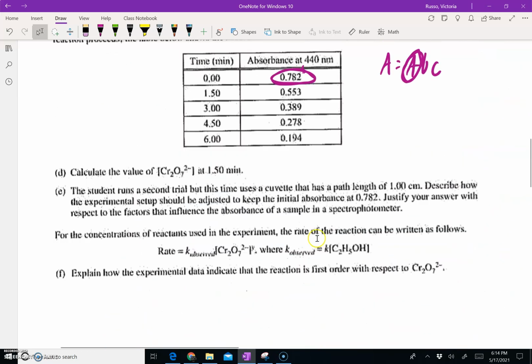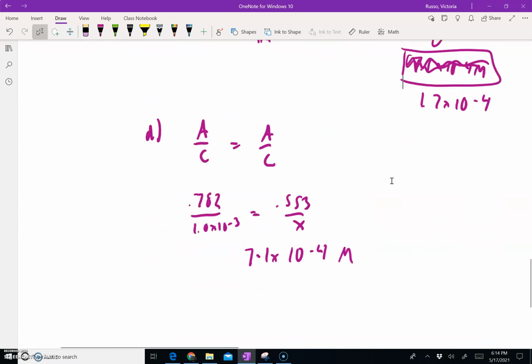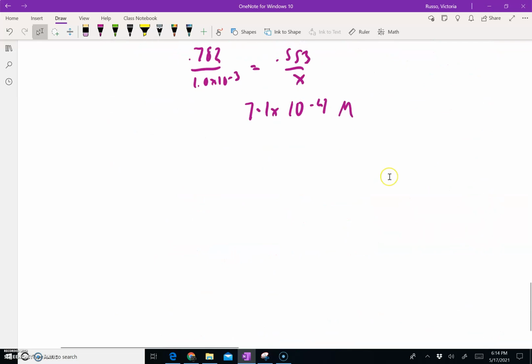And then for E, the student runs the second trial, but this time uses a cuvette that has a path length of 1. So it was 0.5, and you're doubling the path length. Describe how the experimental setup should be adjusted to keep the initial absorbance at 0.785. Justify your answer with respect to the factors that influence the absorbance of the sample in the spectrophotometer. So this is E.